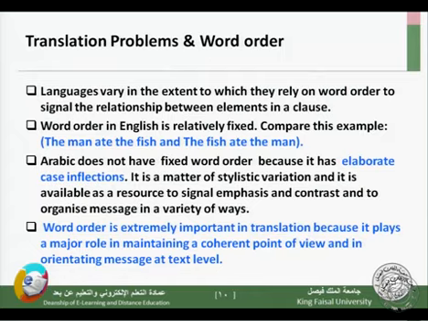So I hope by now you have an idea about the linguistic problems, part 2, mainly grammatical problems in translation.